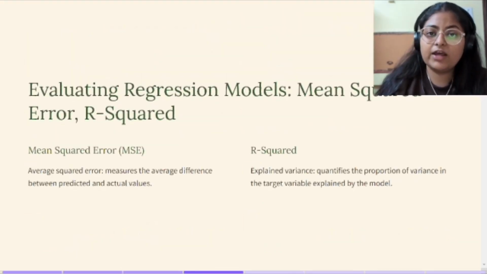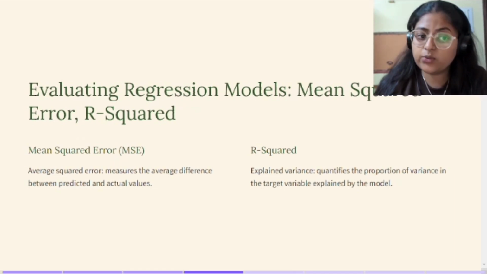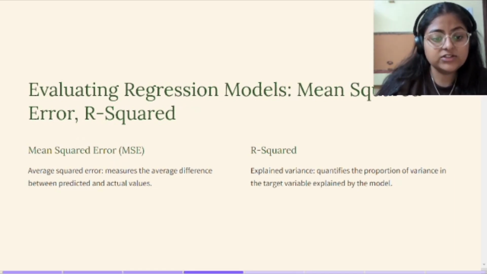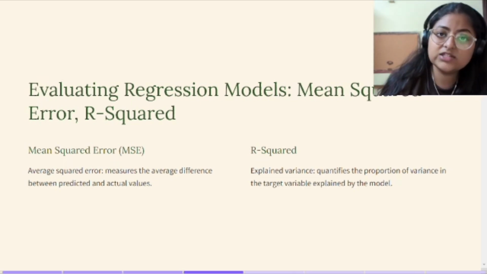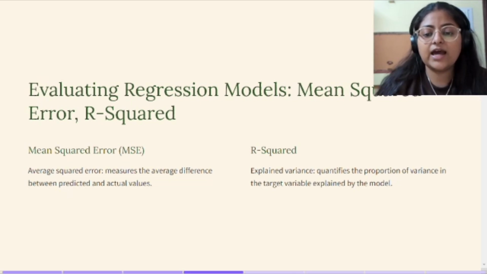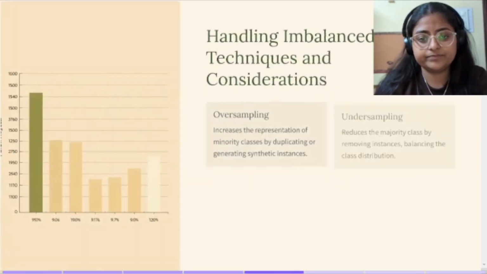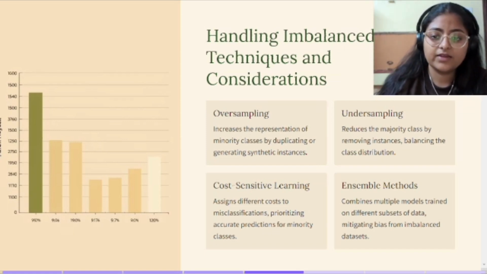Let's see the evaluation of regression models. Regression models are based on mean squared error and R squared. Mean squared error, MSE, is an average squared error, which measures the average difference between predicted and actual values. On the other hand, R squared is the explained variance, which quantifies the proportion of variance in the target variable explained by the model.